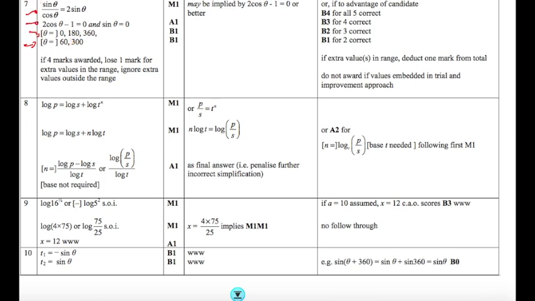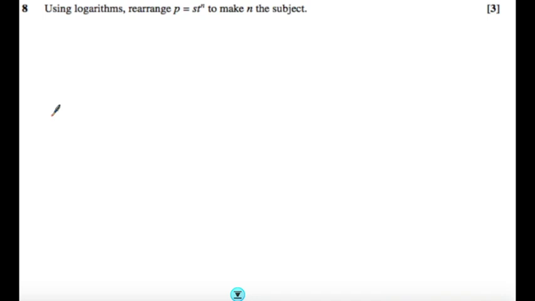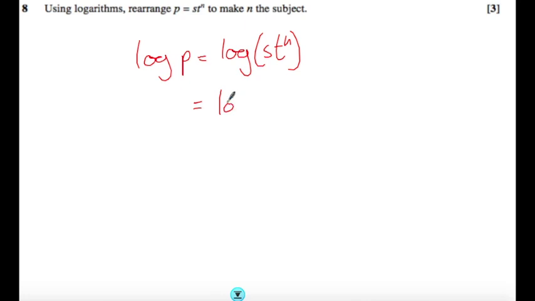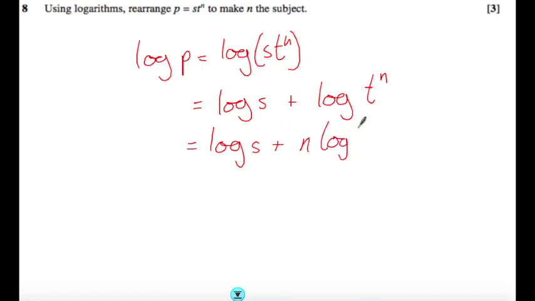Okay. Right, using logarithms, rearrange p equals st to the n to make n the subject. So I think what we should do to start is just log everything, if that's what they're telling us to do. So log p equals log st to the n. So now we can break apart this right hand side using rules of logarithms. So we'll have log s plus log t to the n. So then we'll have log s plus n log t.